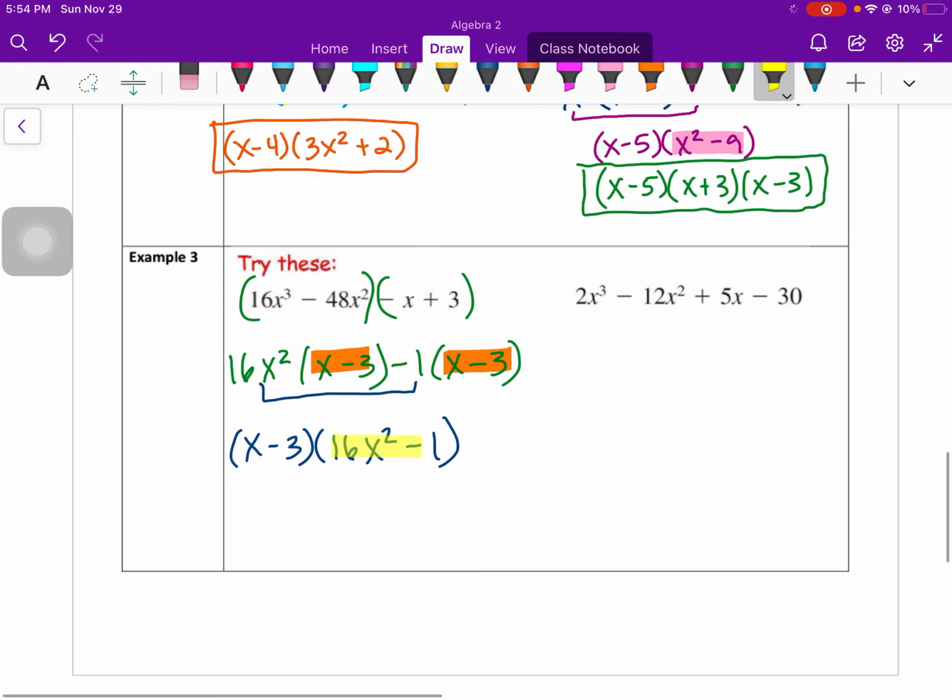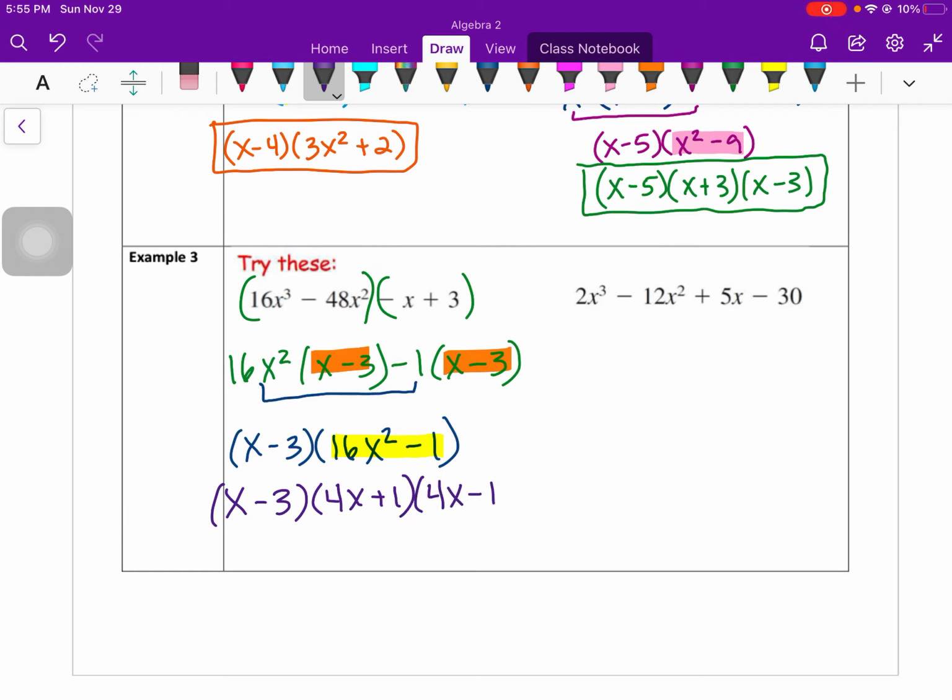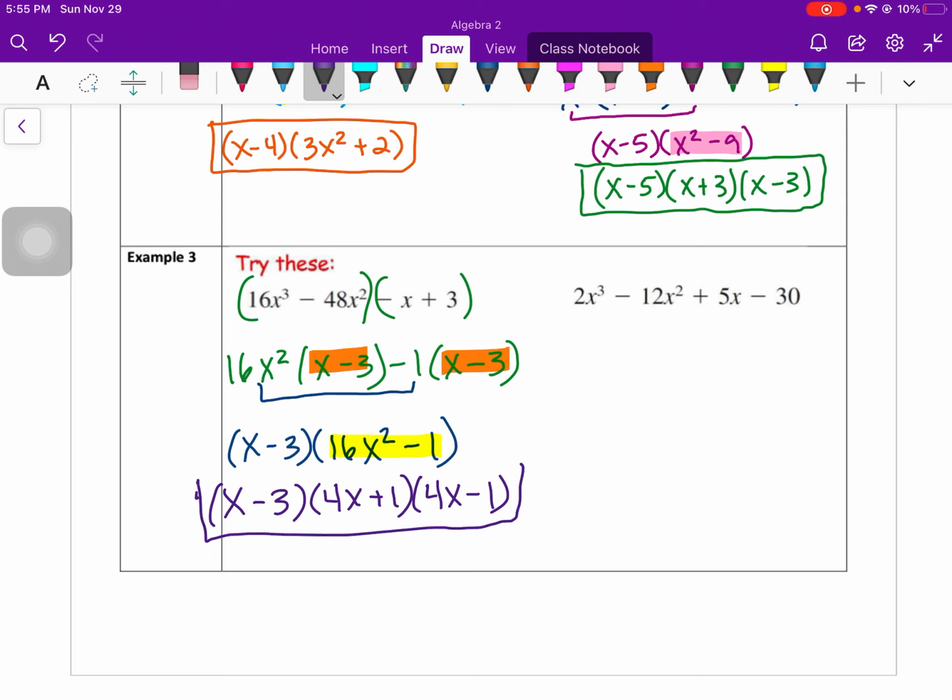And I happen to notice 16 is a perfect square, x squared is a perfect square, and 1 is a perfect square. Difference of squares again. So I have x minus 3, and then I have 4x plus 1 and 4x minus 1. I just take the square root of each one of those and make one a plus and one a minus.